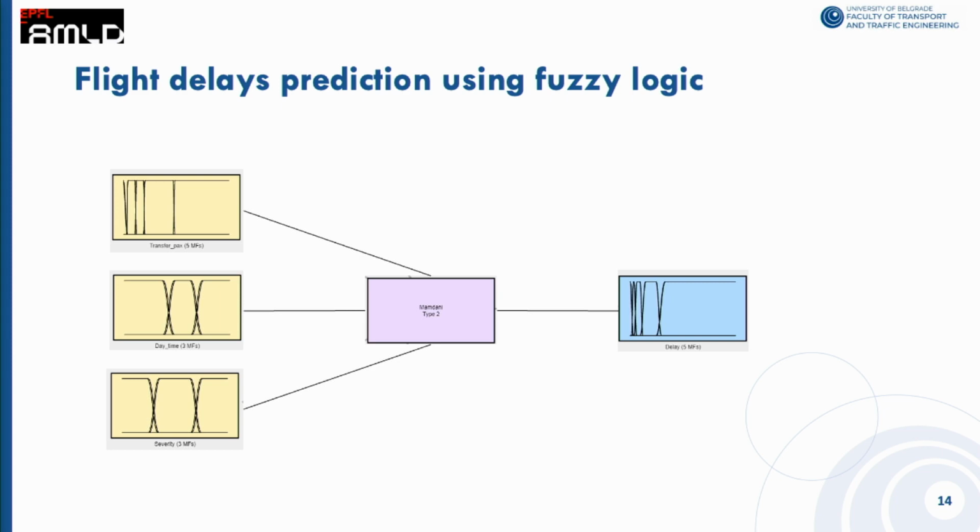Number of transfer passengers on the flight, daytime when the flight is performed, and also severity of the delay caused. And we are trying to apply some different types of fuzzy inference systems to predict the duration of these delays. But we faced some problem, which can also be said to be a limitation of fuzzy logic systems, because sometimes you have the same input which produces different outputs, and that causes opposing, conflicting rules in our fuzzy rule base, and that can be a problem during our prediction.